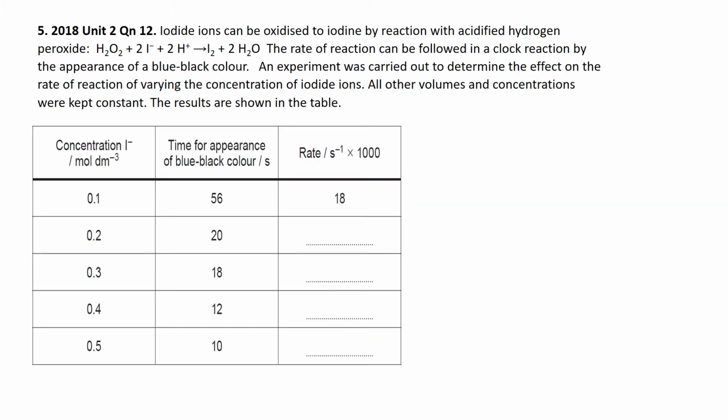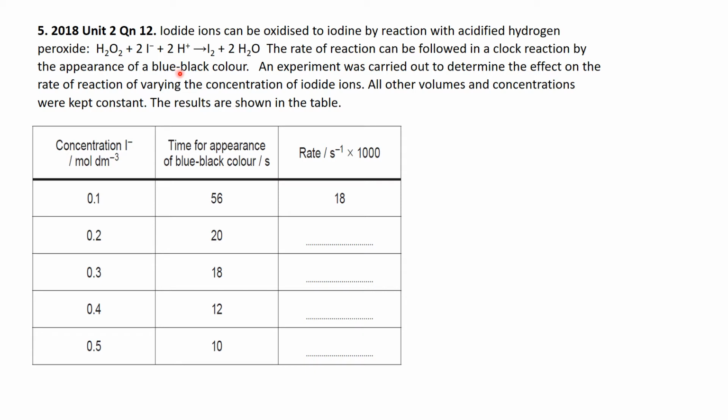Same kind of question, okay, except with a little twist to it. So we're doing a clock reaction. Iodide ions can be oxidized to iodine by reaction with acidified hydrogen peroxide. So there we go, there's the iodide, there's the acidified hydrogen peroxide, there's the iodine. The rate of reaction will be followed by a clock reaction, by the appearance of a blue-black color.